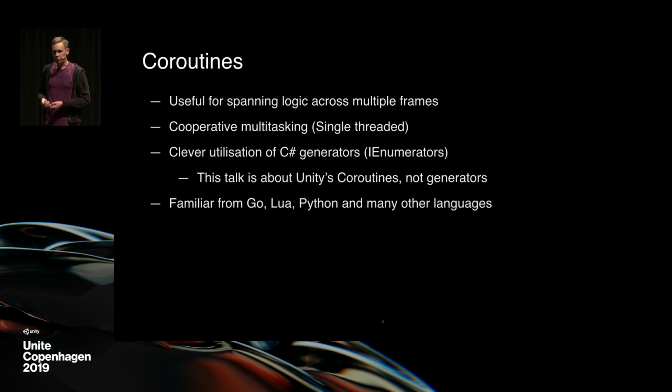They are about cooperative multitasking, so they're single-threaded, which is good because Unity engine features can only be used from the main thread. They're implemented using C# generators, so it's not exactly a language feature, but under the hood, there's no magic. And here I want to specify that this talk is about the engine feature and not the language feature. So when I'm saying that something is or isn't possible with coroutines, the same might not apply to generators.